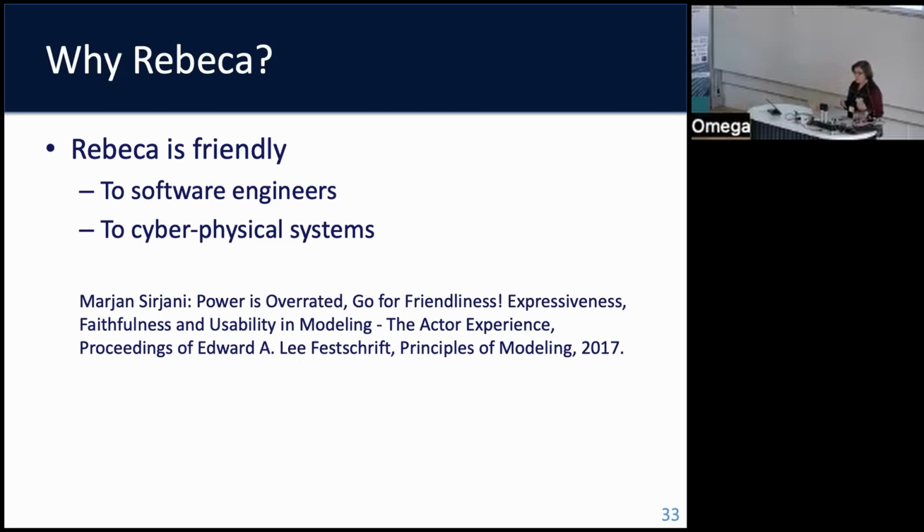So why are we using Rebeca? Because it's friendly. What do I mean it's friendly? There's not too much mathematics behind this. It's not algebra. It's friendly for software engineers. They like to use it. They can learn it quickly. I have experience with that and with engineers. And it's friendly to cyber physical systems because the model is actor-based.